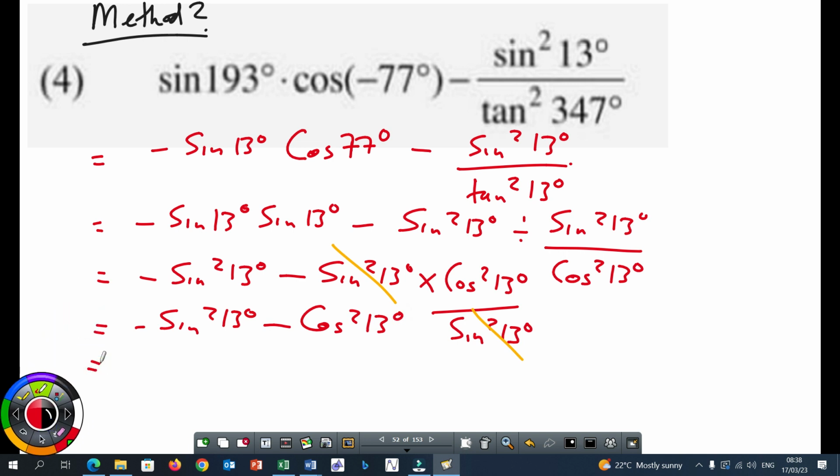And then, from here now, I have to create the fundamental identity. Sine squared theta plus cos squared theta equal to 1. So how can I do that? Factor out minus 1. So this will be minus sine squared 13 degrees plus cos squared 13 degrees. And the answer will be 2. Okay, surely you should be able to understand method 2. Right? If you missed out on method 1, which was a little bit longer, then you should be able to understand this.